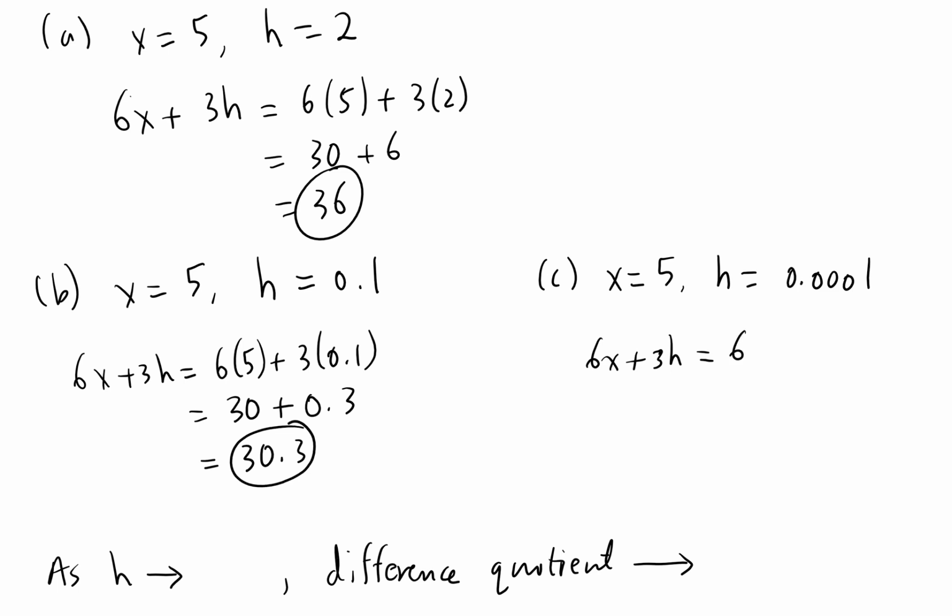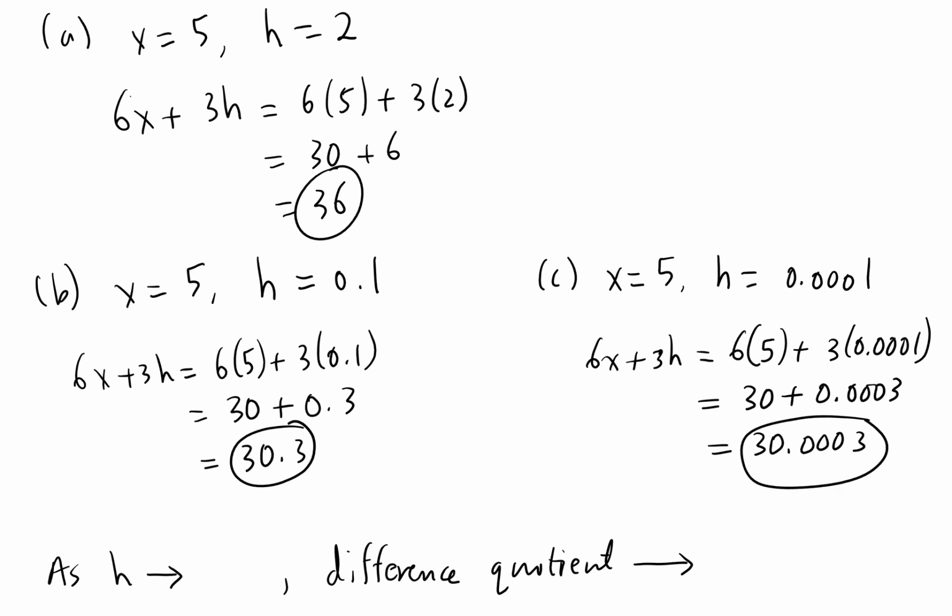For the next one, 6 times 5 plus 3 times 0.0001. That's 30 plus 0.0003. So the answer is 30.0003. What's happening here? I'm fixing x at 5.